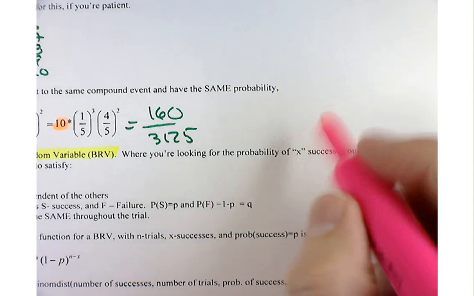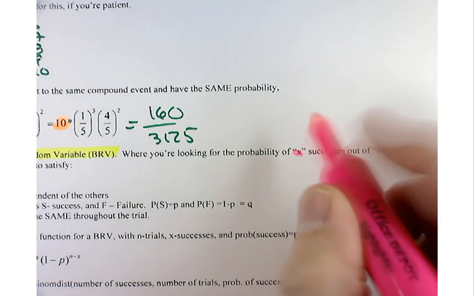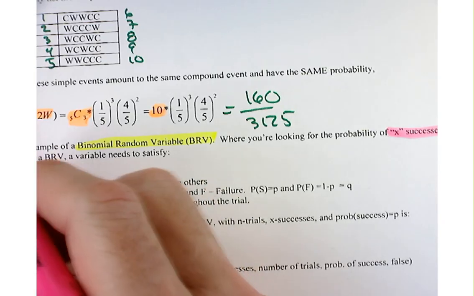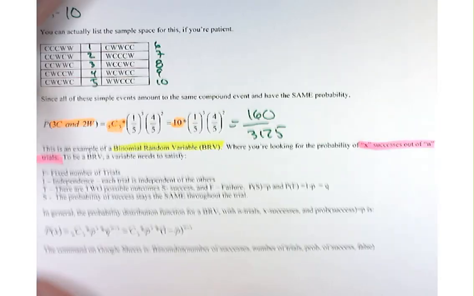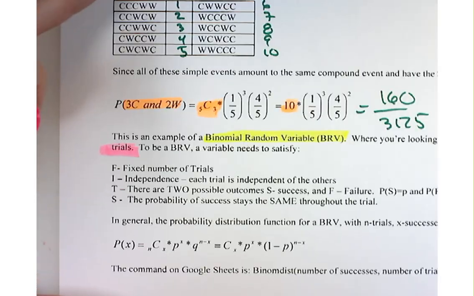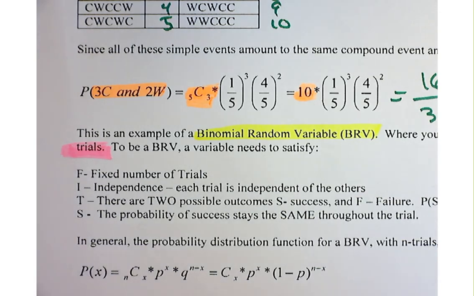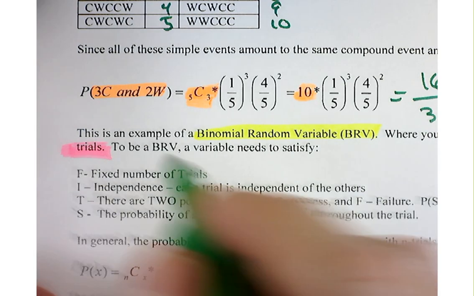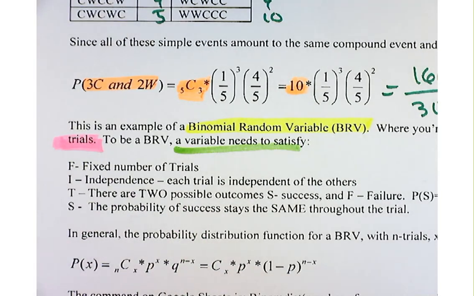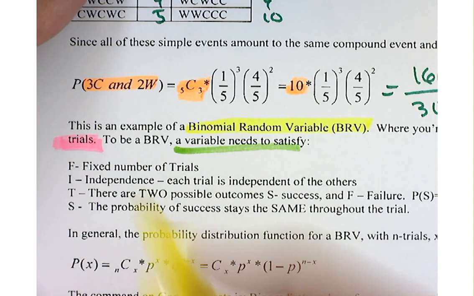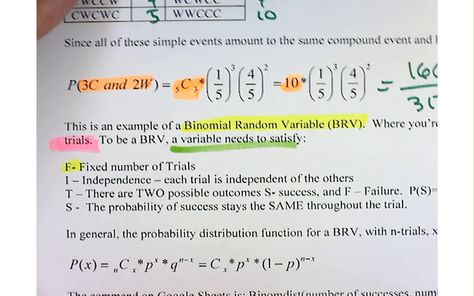X successes out of N trials. And there's a little bit more to it than just finding the number of successes out of so many trials, and that's what this stuff down here is all about. To be a binomial random variable, it needs to satisfy these things. First of all, you have to have a fixed number of trials. Typically speaking, that's N.